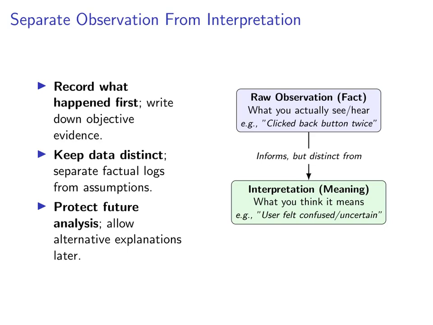Separate what happened from what you think it means. Clicked back twice is an observation. The user was confused is an interpretation. The interpretation may be reasonable, but it should not replace the evidence. Keeping these separate protects your analysis. It also lets another researcher look at the same note and consider other possible explanations.